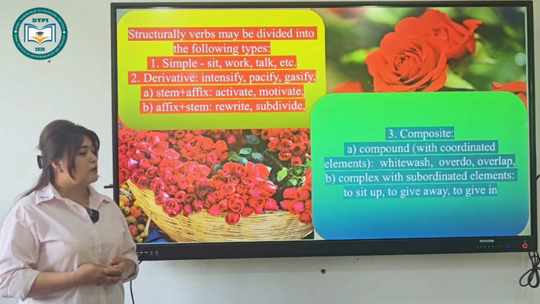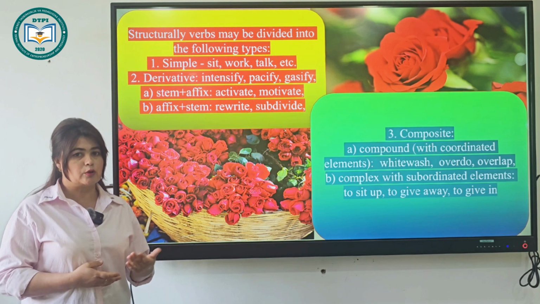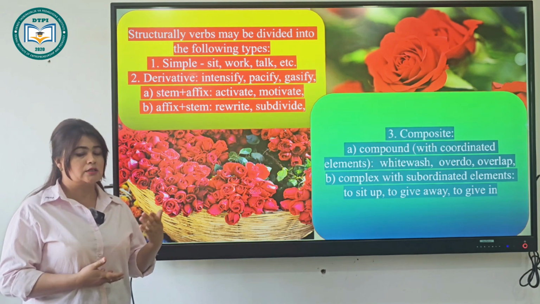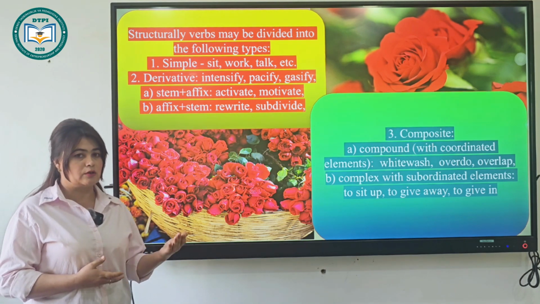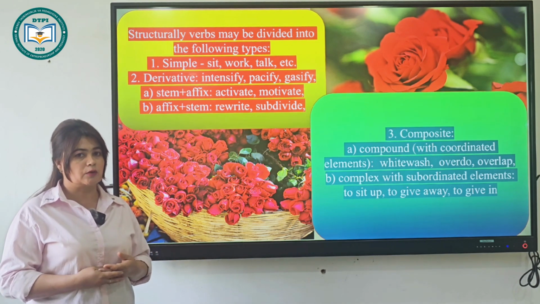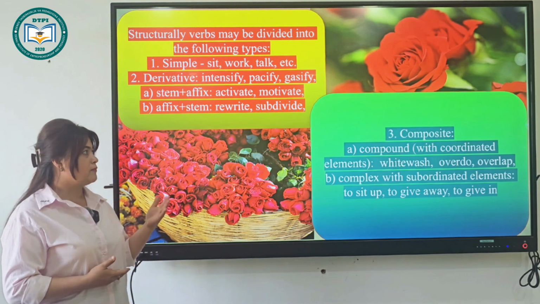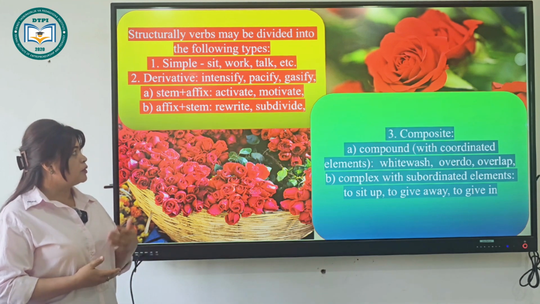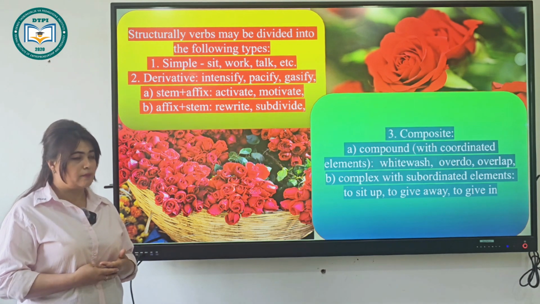Okay, structurally, verbs can be of three main types: simple verbs, derivative verbs, and composite verbs. Simple verbs are the root verbs like to sit, to talk, to walk, and so on. There are two subgroups of derivative verbs: affix stem verbs and stem affix verbs. For example, activate, motivate, rewrite, or subdivide.